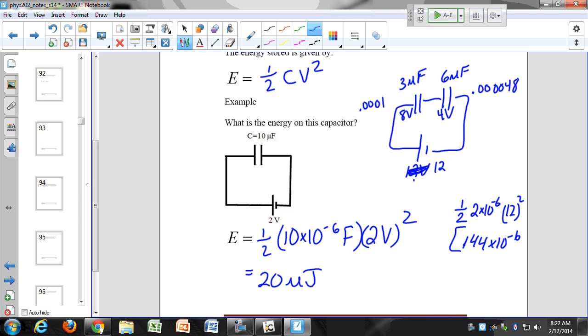So if you're doing it on a bunch of capacitors, you would add them up? I think so. I mean, on the test, yes. But in real life, that's what you're asking, right? Yeah. I think so. I'm not positive.